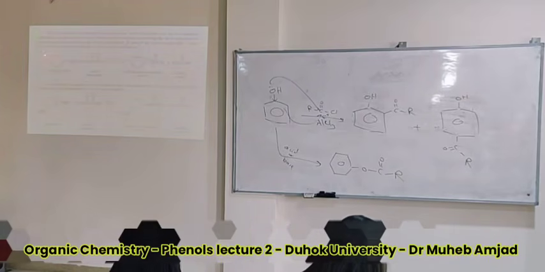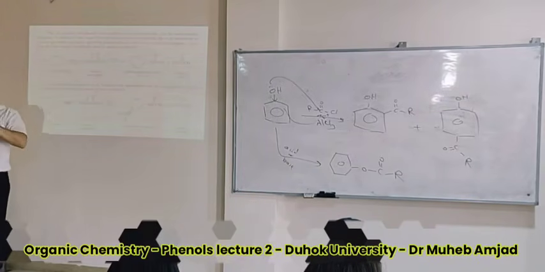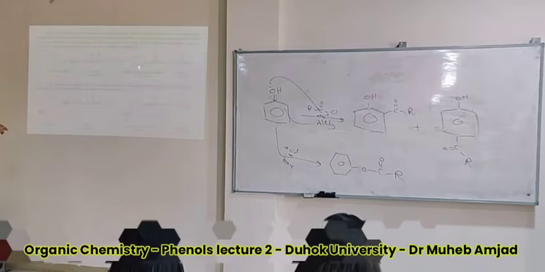Look, this is para-fluorophenol, this compound. It will react with acetic anhydride by using acid. Where will the acylation happen, on the benzene ring or on the oxygen? It will happen on the oxygen. This is a rule, on the oxygen, and it gives you an ester.